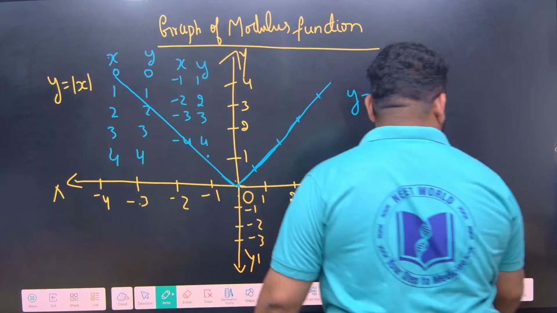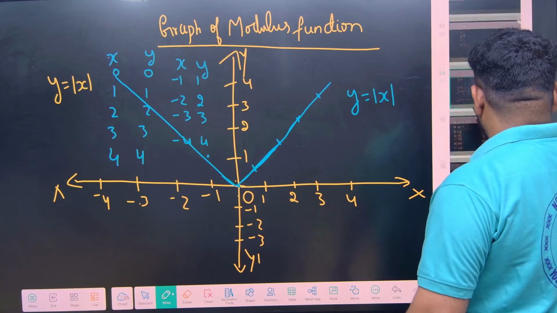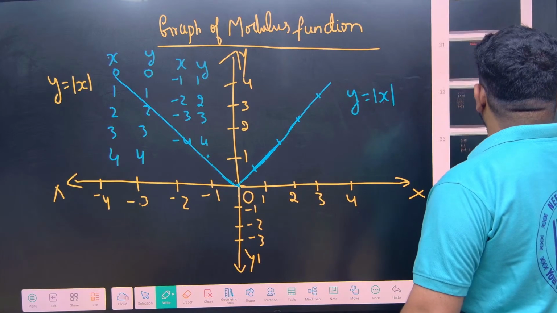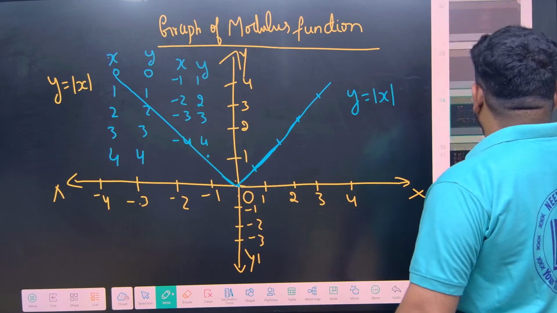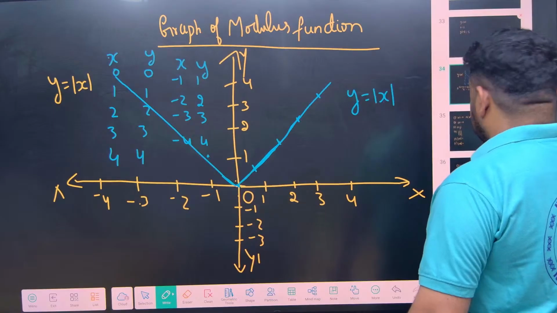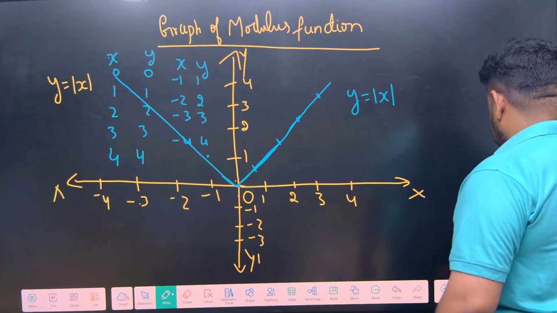I think it is given here also. Let me show you the modulus function. Okay, it's not there. Anyways, I have drawn the graph y is equal to mod x. It's not enough. You have to know certain other graphs also.